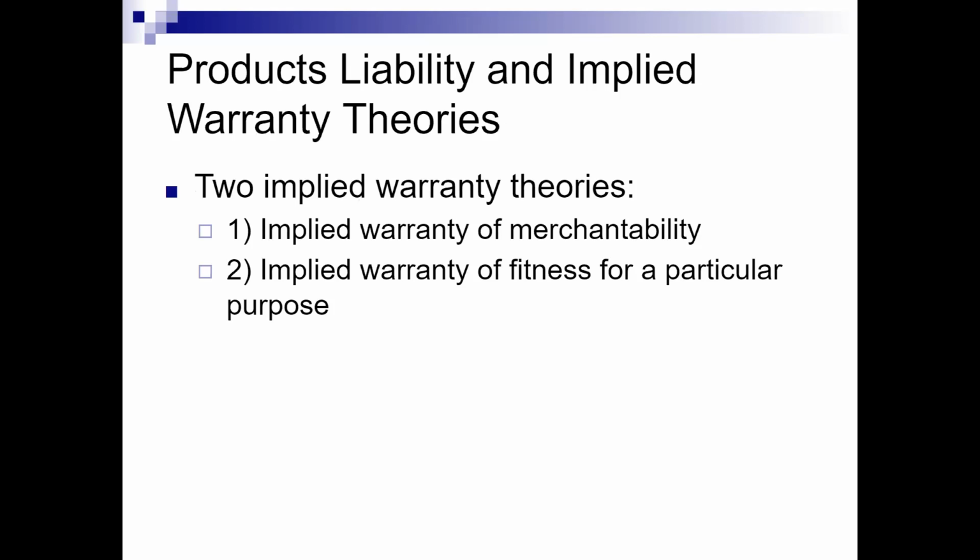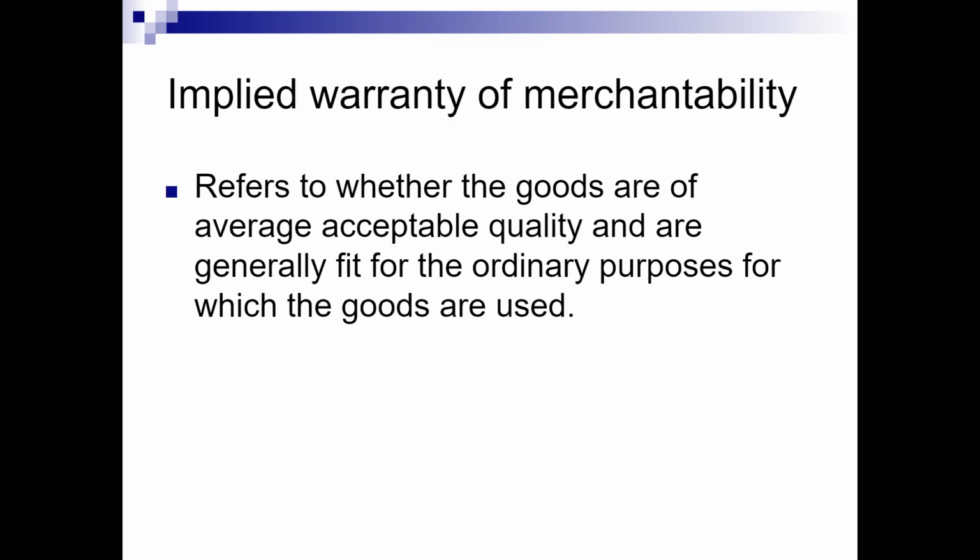Products liability and implied warranty theories. 2 implied warranty theories. 1. Implied warranty of merchantability. 2. Implied warranty of fitness for a particular purpose. Implied warranty of merchantability refers to whether the goods are of average acceptable quality and are generally fit for the ordinary purposes for which the goods are used.